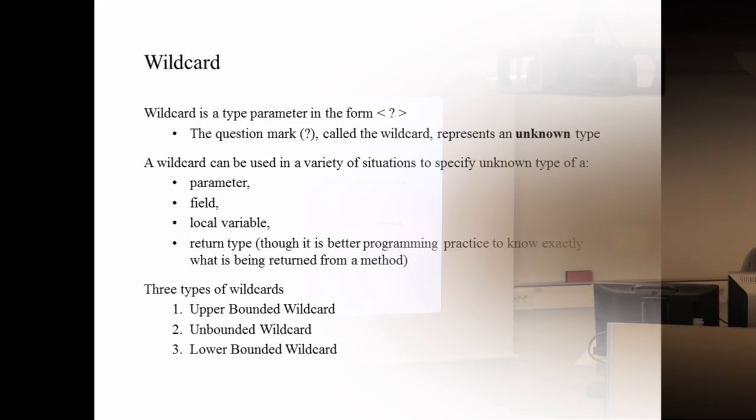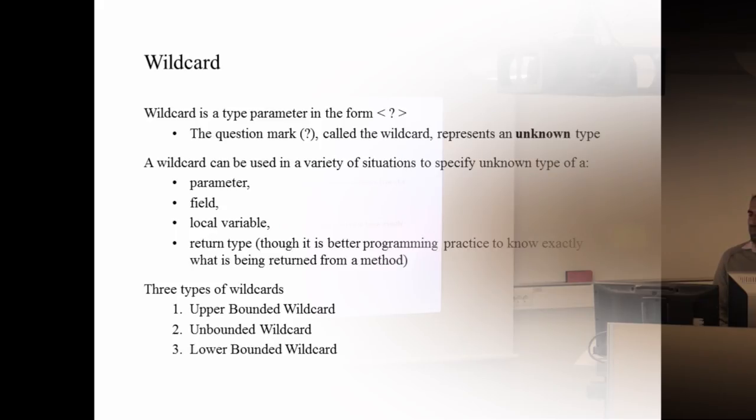But we have another thing, which is a wildcard. A wildcard is a type parameter in the form of a question mark, and the question mark stands for an unknown type. It means that sometimes we want code that could be adjusted according to the different values that we use at runtime.